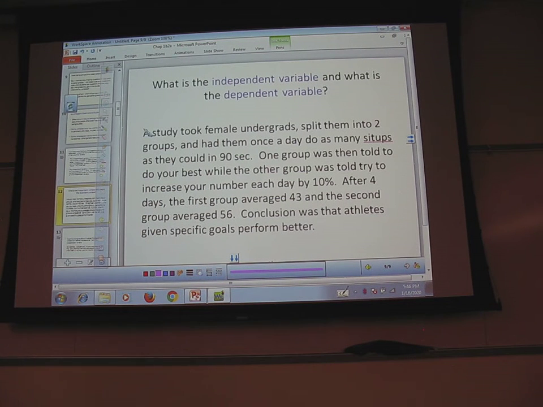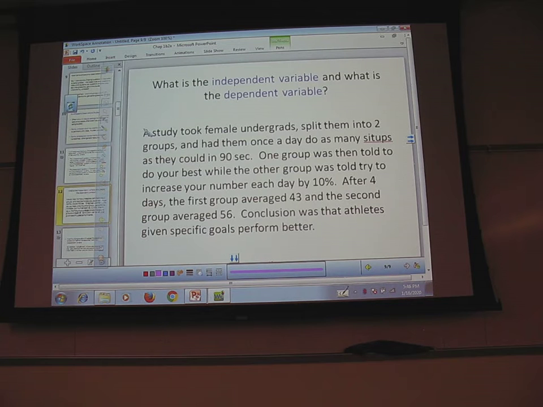Okay, so what are my two variables? Here is a female undergrad. What two things do I need to know about her? There's two things I need to know about her. What's the first thing? How many sips she did. Great. What's the other thing? The time period in which the sips were taken.